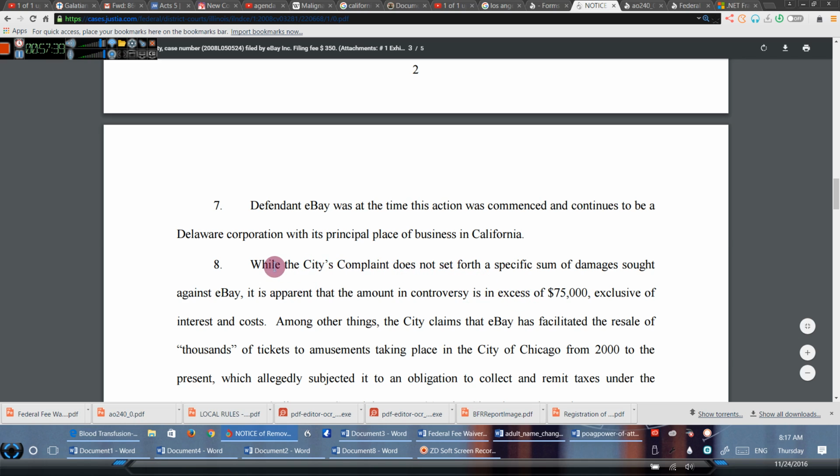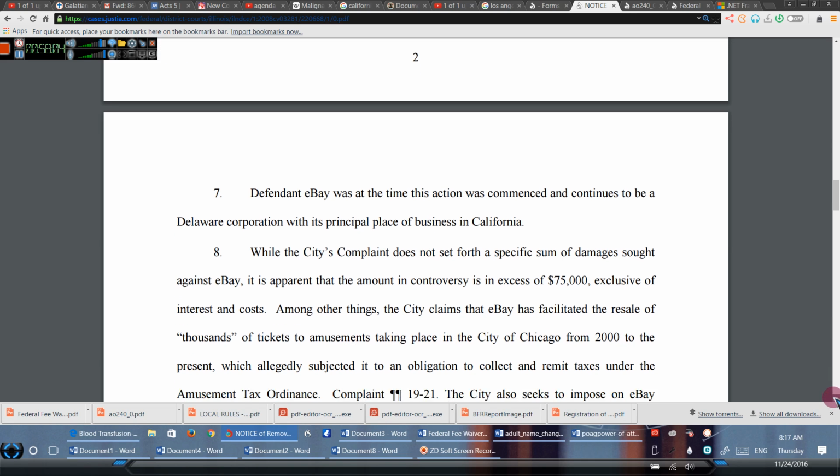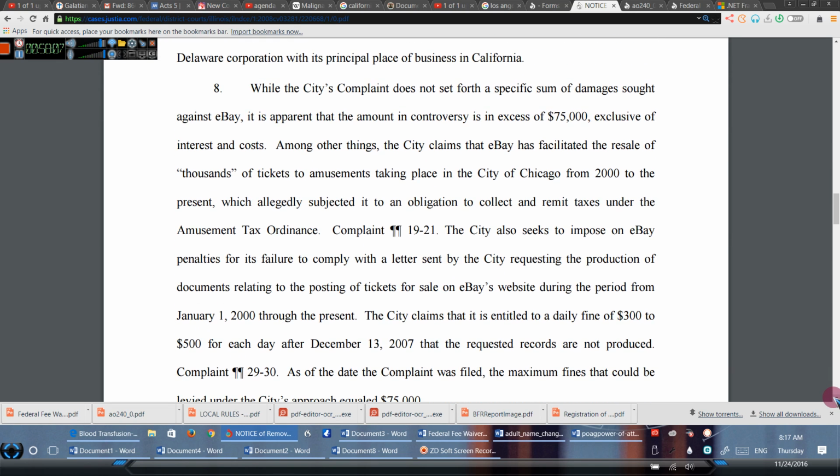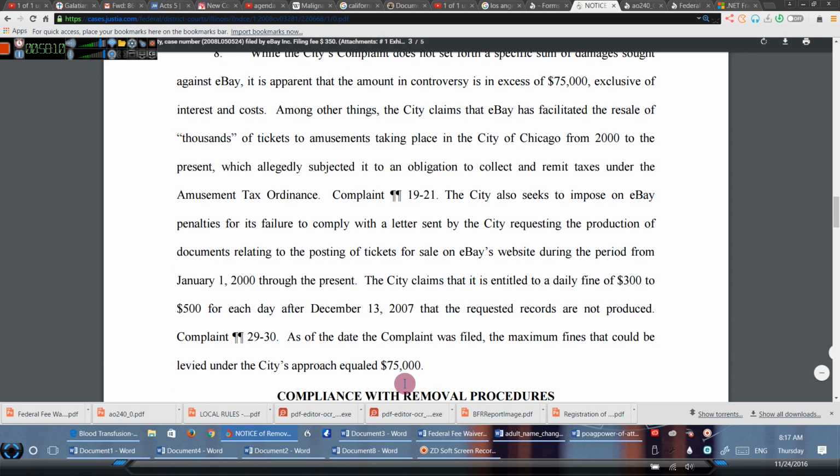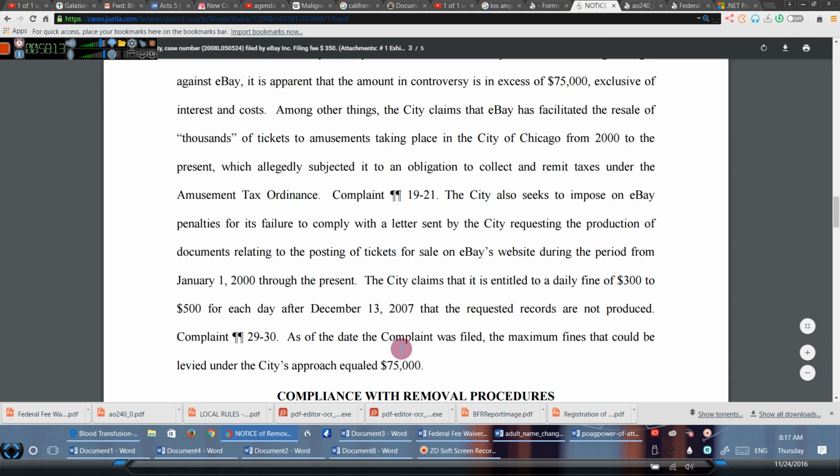Now, it says, while the city's complaint does not set forth a specific sum of damages sought against eBay, it is apparent that the amount in controversy is in excess of $75,000, exclusive of interest and costs. Among other things, the city claims that eBay facilitated the resale of thousands of tickets to amusements taking place in the city of Chicago from 2000 to the present. Because they allow tickets to be sold, the city wants to get paid. Some lawyer put this together. So now they're saying, as of the date the complaint was filed, the maximum fines that could be levied under the city's approach equaled $75,000.